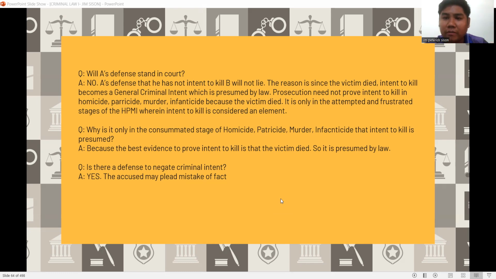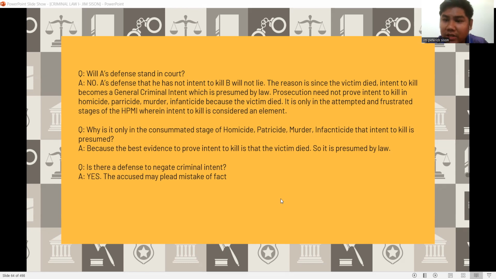The prosecution must prove intent to kill only when the victim did not die, or when the crime is merely attempted: attempted homicide or attempted murder. Why do we need to prove it? Because if it is not proven, in attempted cases the crime can be downgraded to what? Physical injuries, or the accused can be acquitted.